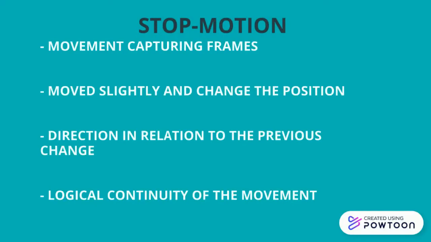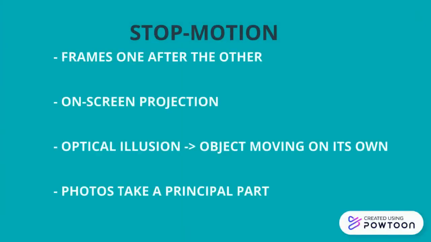In each frame, the object has moved precisely, and in each new change of position, the object must always have been oriented in a direction in relation to the previous change of position and frame, saving the greatest logical continuity of the movement to be imitated. Later, playing the frames one after the other on a screen projection creates the optical illusion that the object is moving on its own. The result is a video in which the photos take a principal part of the sequence.